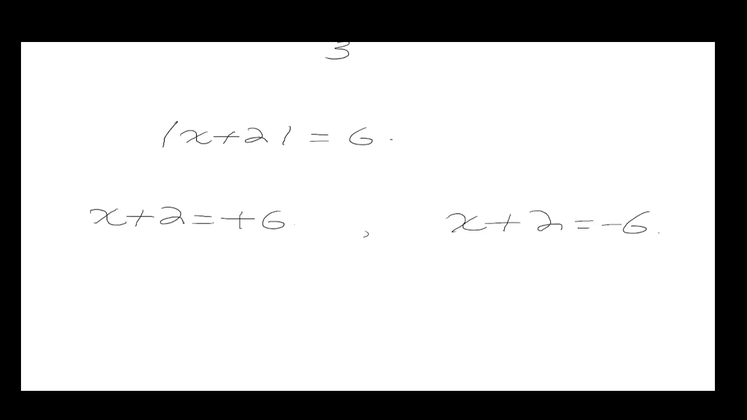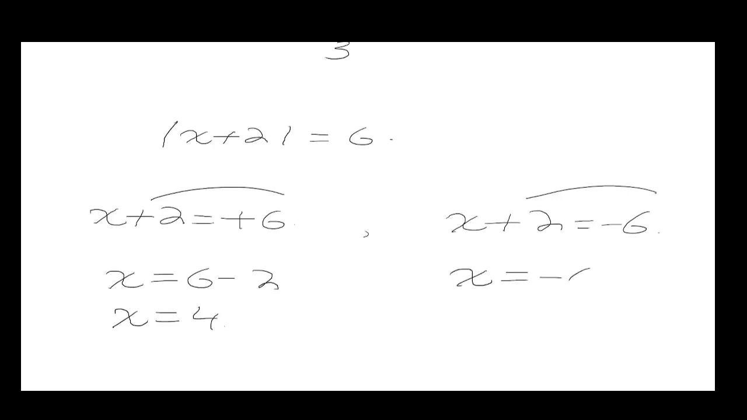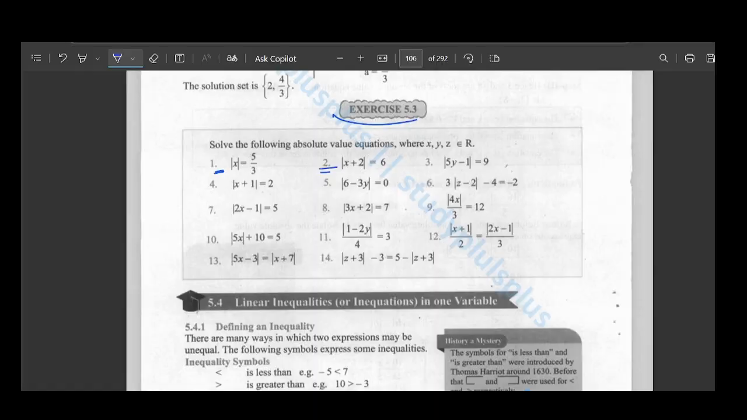Now, if we have positive 6, obviously this 2 is going to go to the right, and that means x will be equal to 6 minus 2, and the value of x will be 4. But what if we have negative 6? 2 is also going to go to the right. x will be equal to minus 6 minus 2, and our answer will be negative 8. So these are both our answers.